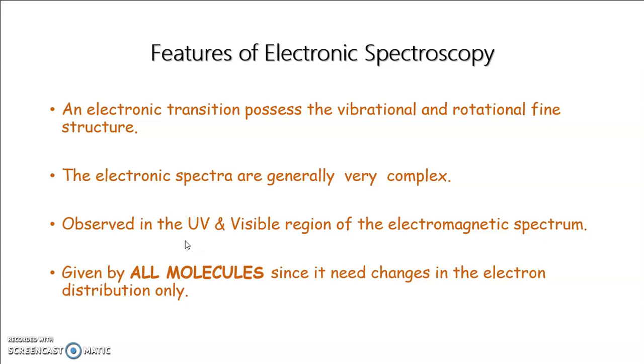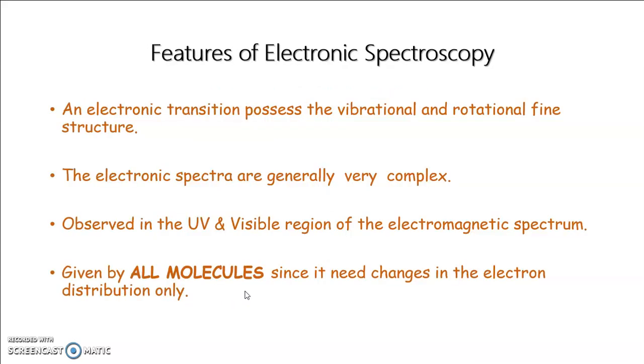We should also know that pure rotational spectra are shown by only molecules possessing a permanent dipole moment, and pure vibrational spectra are shown by molecules where there is a change in the dipole moment during motion, whereas electronic spectra are given by all molecules, since it needs only changes in the electron distribution of a molecule.